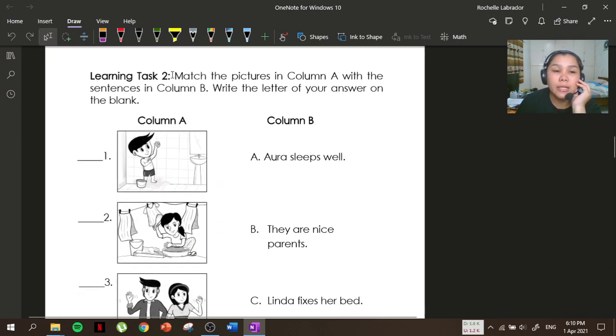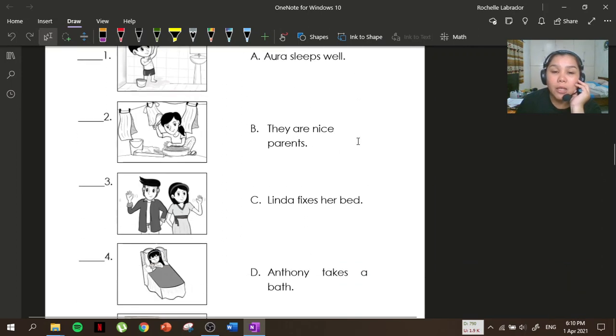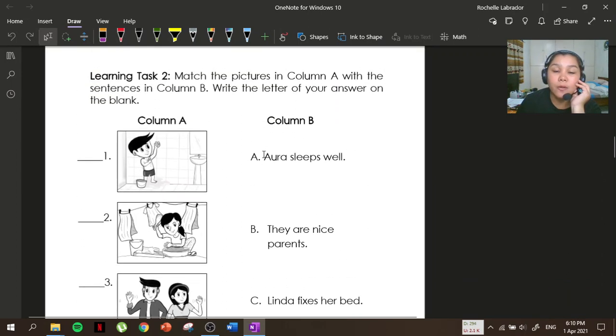Okay, for learning task 2, match the pictures in column A with the sentences in column B. Write the letter of your answer on the blank. So this time we have sentences. So tingnan nyo. This one is short, but this one is considered a sentence. So do not just depend, teacher, this is short, so therefore this is a phrase. So it's not all the time. So we have to look into what the sentence tells us. So if it tells a complete thought, ibig sabihin may pinag-uusapan, and then it tells about the pinag-uusapan, so it's a sentence.